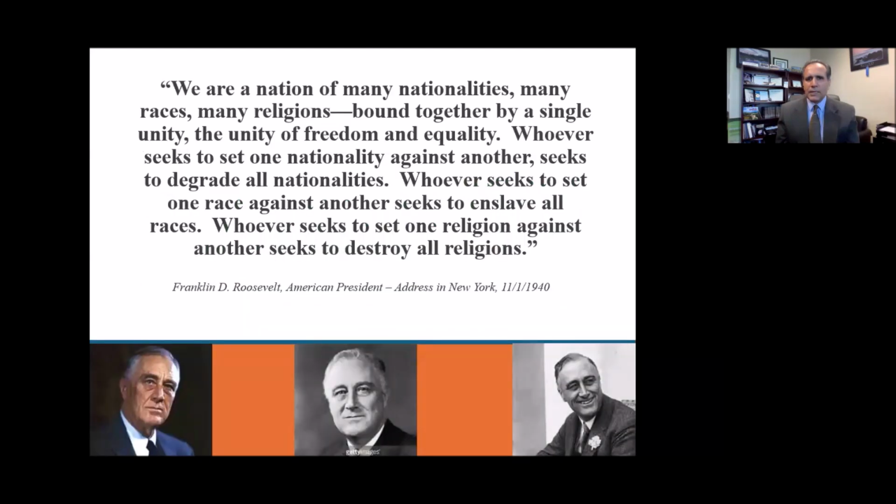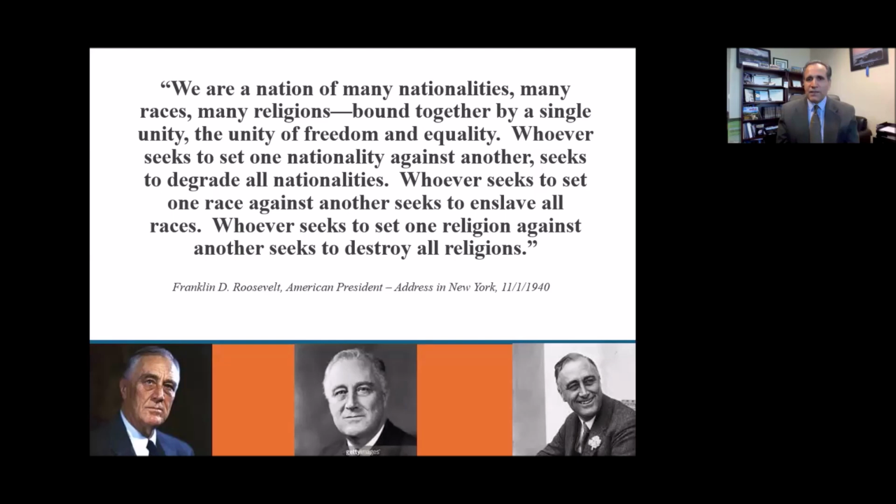The former American President Franklin D. Roosevelt mentioned that we're a nation of many nationalities, many races, many religions, bound together by a single unity, the unity of freedom and equality. Whoever seeks to set one nationality against another seeks to degrade all nationalities. Whoever seeks to set one race against another seeks to enslave all races. Whoever seeks to set one religion against another seeks to destroy all religions.